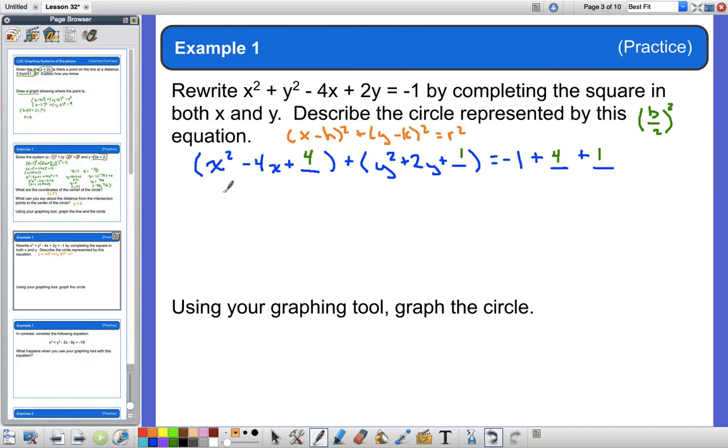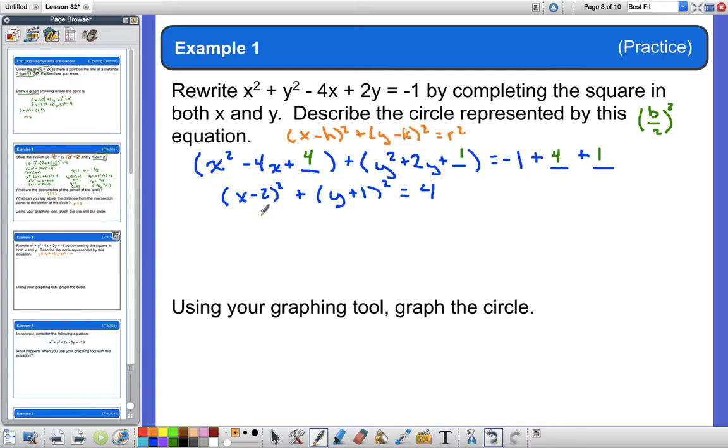And so if we were to factor this, we would end up with x minus 2 squared. If we factor this one, we would end up with y plus 1 squared. And on the right-hand side, negative 1 plus 1 is 0, and so that leaves us with a 4. This becomes our equation of the circle.